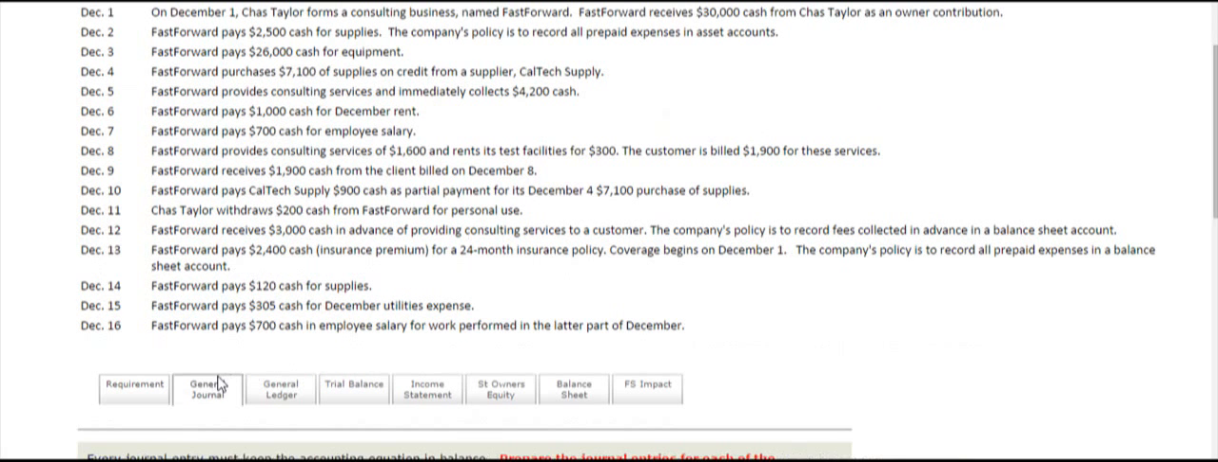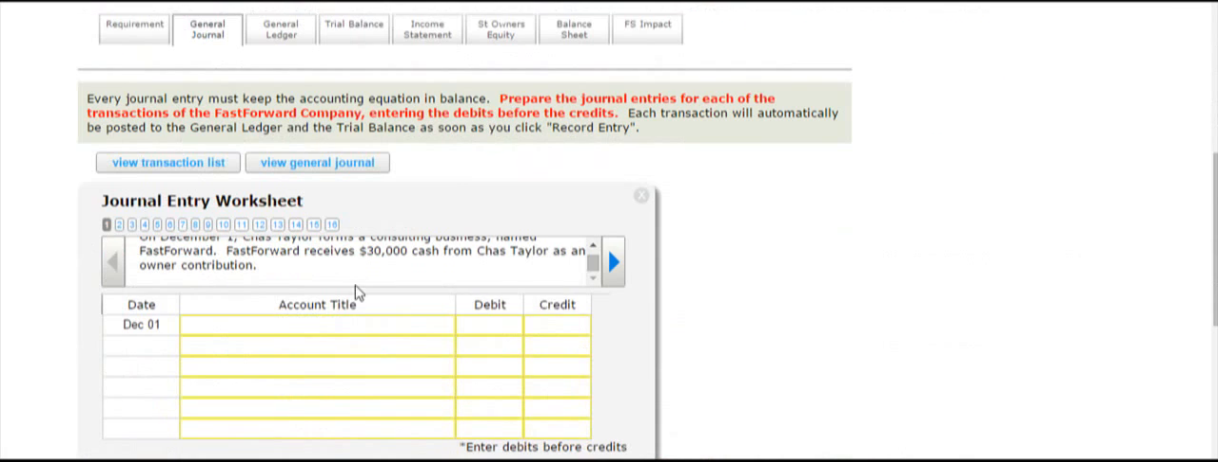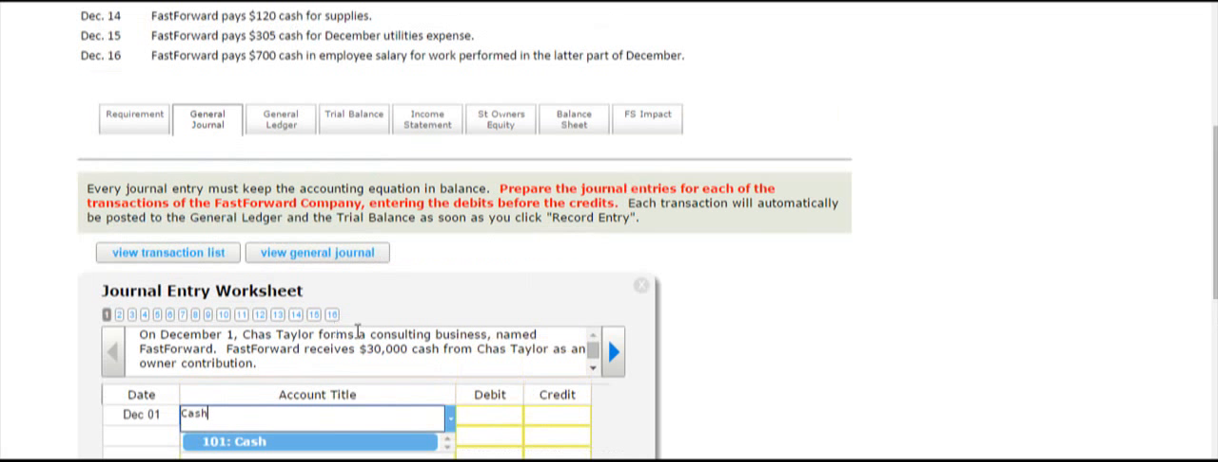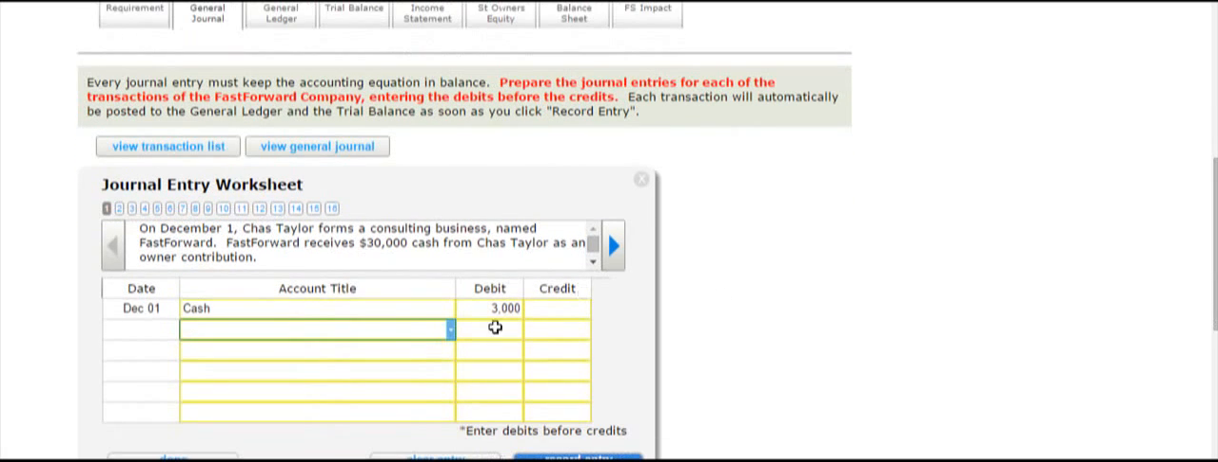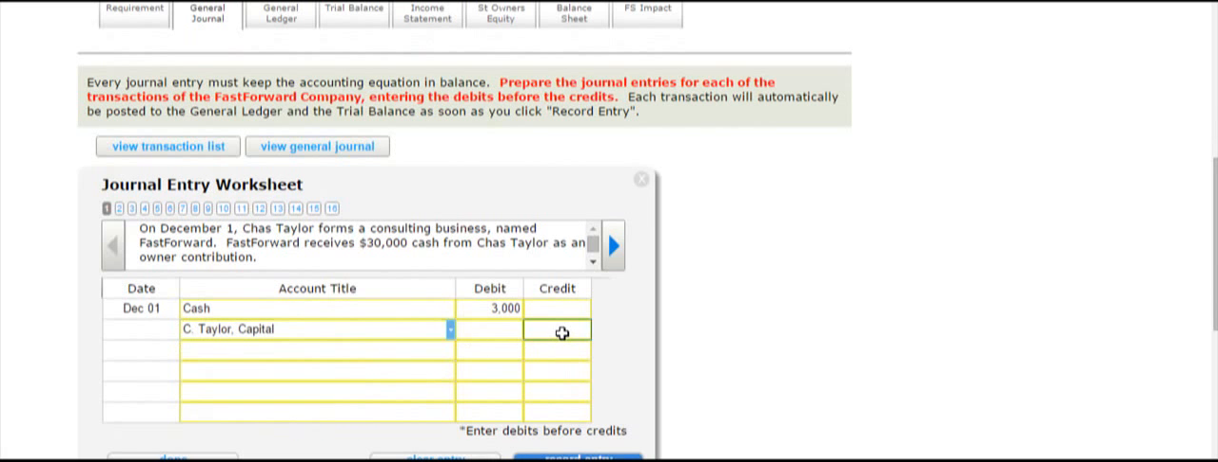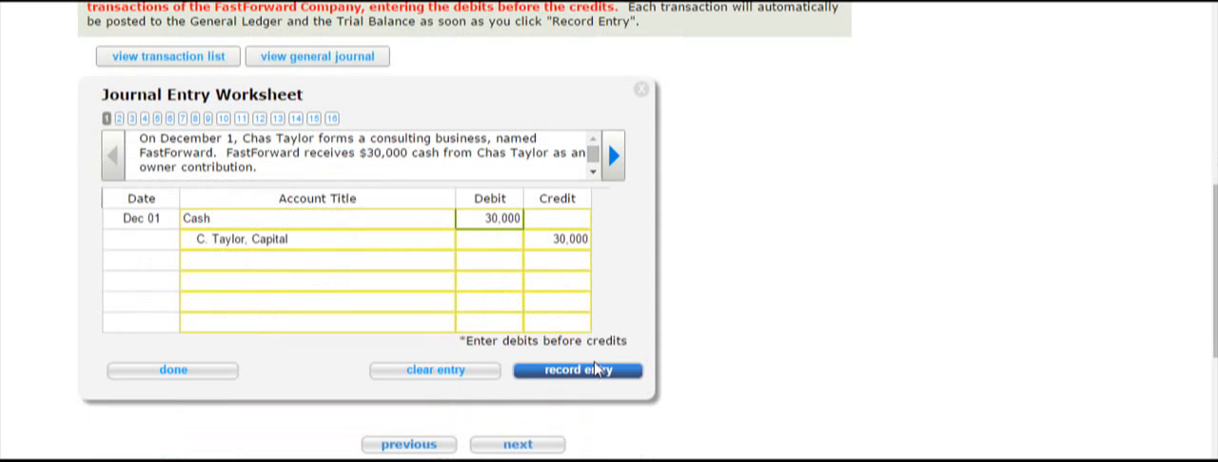Okay, so the first one, go to the General Journal, and we're going to do several entries, and then I will show you what it looks like from the ledger and the journal. On December 1st, Fast Forward receives $30,000 cash, so we will debit cash $30,000 and credit, let me move this up a little, C. Taylor Capital $30,000. We'll fix this and submit the entry.